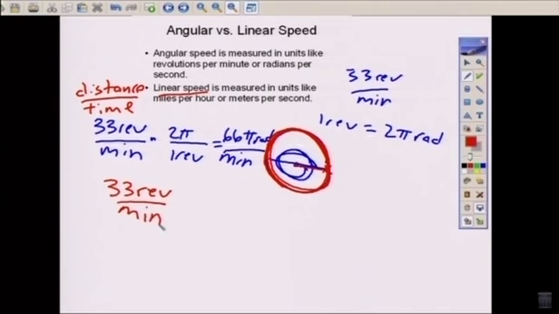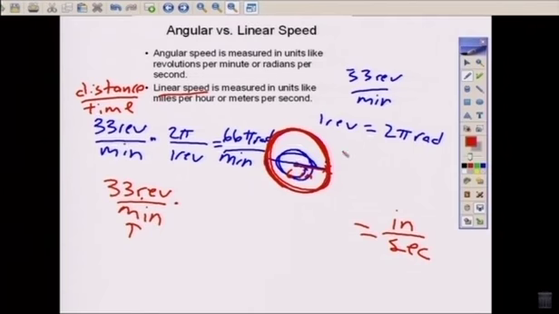So similarly, if I started out with 33 revolutions per minute, and I wanted to find out how many inches per second, let's say we had something that had a radius of 6 inches on it, I could convert that into inches per minute, or inches per hour, or inches per second, or miles per hour by doing some conversions. So let's say that I want to get this in terms of inches per second. 33 revolutions per minute is an example of an angular speed, and we can convert that into a linear speed.